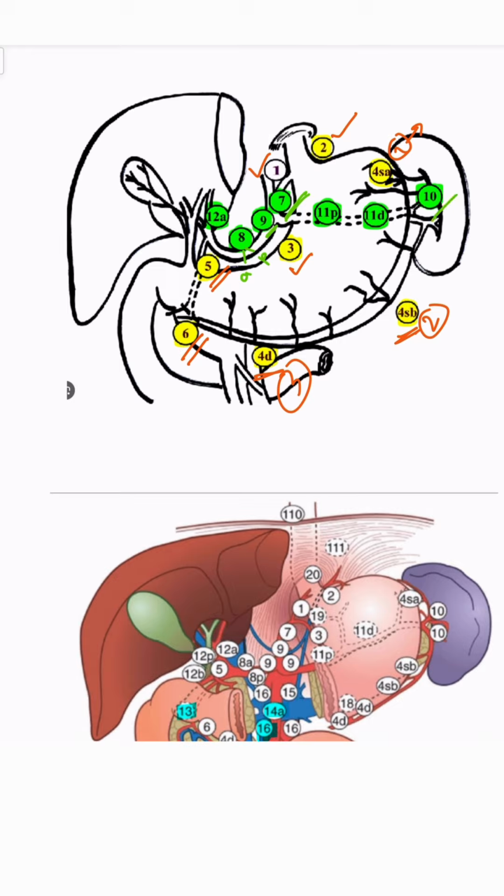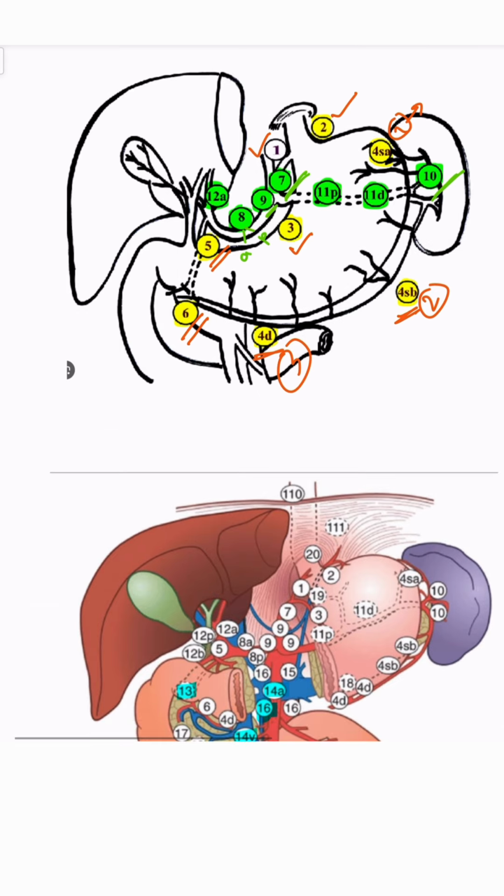The 10th one is in the splenic hilum. Remember this, most of the time asked. And the 11th lymph node is divided into 11P and 11D. P for proximal and D for distal. That is, 11P is the proximal part of the splenic artery, and 11D is the distal part of the splenic artery. Then the 12th one is along the hepatoduodenal ligament.